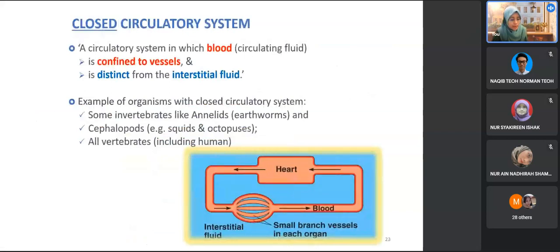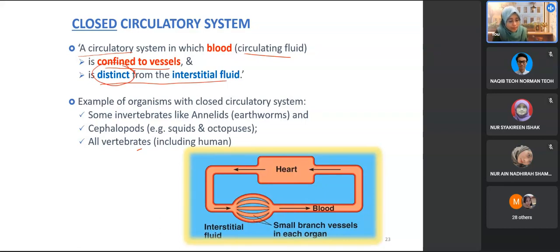Now we are going to look at the closed circulatory system. This is the definition: a circulatory system in which blood, which is the circulating fluid, is confined to blood vessels. Blood vessels are arteries, blood capillaries, and also the veins. The blood is only found in the blood vessels, and there will be no mixture between blood and the interstitial fluid. The blood is distinct from the interstitial fluid.